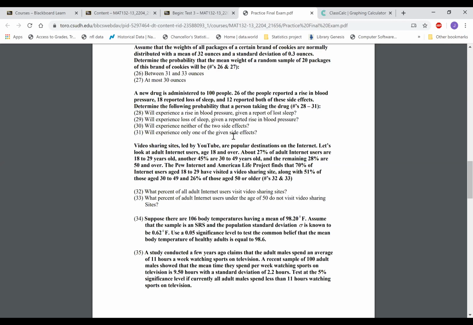All right, so for number 31, you want to use a Venn diagram for this one. It says we'll experience only one of the given side effects. So we want people who only experience one of the side effects, either loss of sleep or raised blood pressure, but we don't want people who have both of these side effects. So let me transition over to my notes. For this one, we're going to use a Venn diagram.